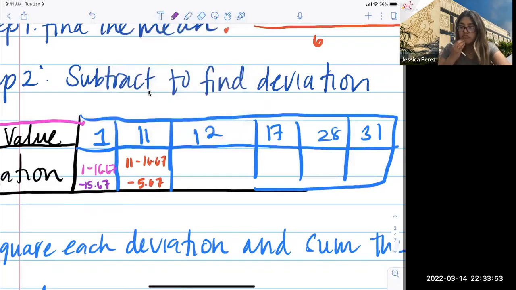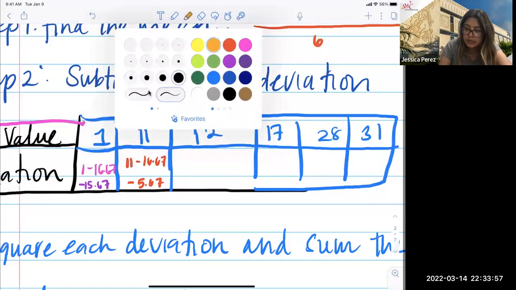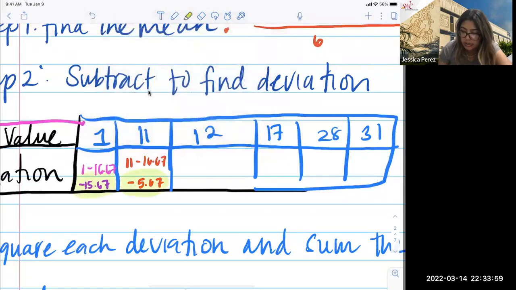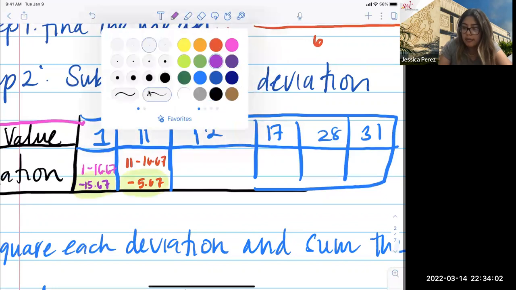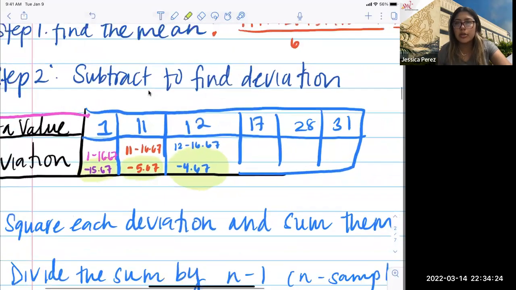All right. So then the deviations are actually these. This is the deviation, what I'm highlighting. Now for the next one, the deviation is 12 minus 16.67. So on the calculator, 12 minus 16.67, which is negative 4.67. You have to do this very slowly because there's a lot of margin of error here, okay? This is where a lot of people kind of choke.